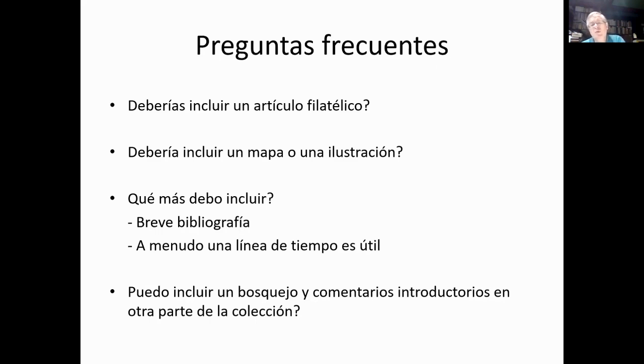Next. Now, there are some other questions that people always ask about title pages. Should you include a philatelic item? Well, sometimes. Should you include a map or an illustration? Well, sometimes. What else should you include? A short bibliography. Now, the emphasis is on short. There's no point making a list of 10 hardback books that you expect every judge who's going to be judging your exhibit to read. It's not going to happen.